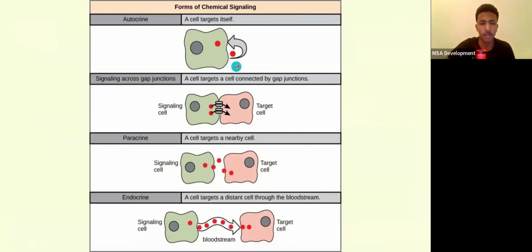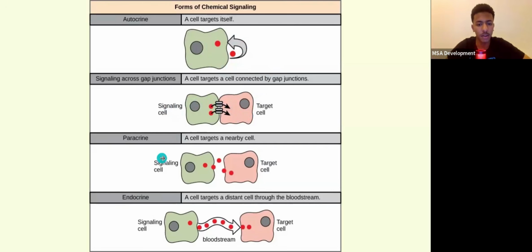So the first form of chemical signaling is autocrine, and in autocrine signaling, the cell targets itself. Very simple. Auto means self, and so it targets itself. The second one is signaling across gap junctions, and over here the cell targets another cell which is connected by gap junctions. And I want you to think of this logically. If it's connected by gap junctions, it means they're literally touching each other. Okay? So you cannot target a distant cell by gap junctions. Doesn't make any sense. And we have one of the options like that. That's why I'm explaining it.